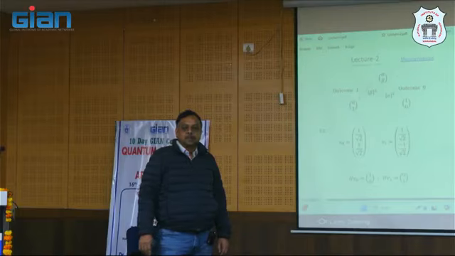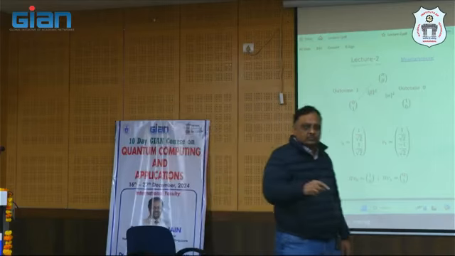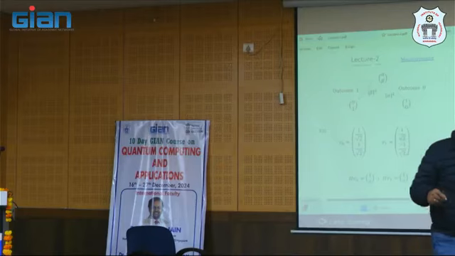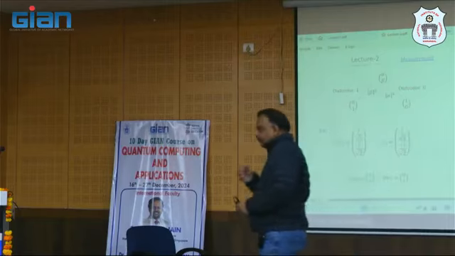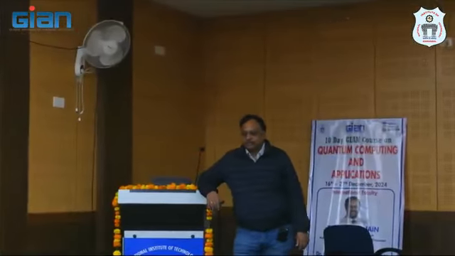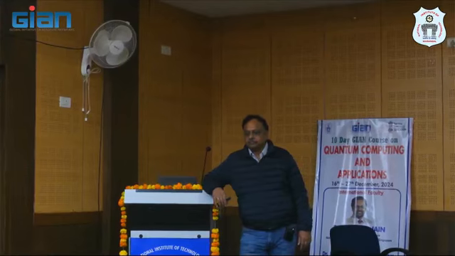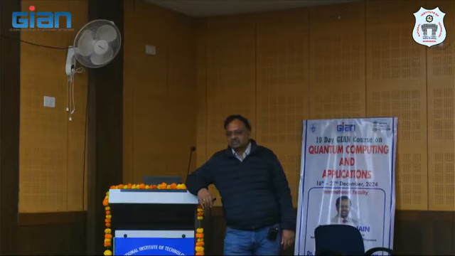Anybody else? Any questions? When we are doing some measurement, it collapses to either 0 or 1. Correct. So I'm expecting 1, for example, but it collapses to 0. Then how? It's okay. It can happen.